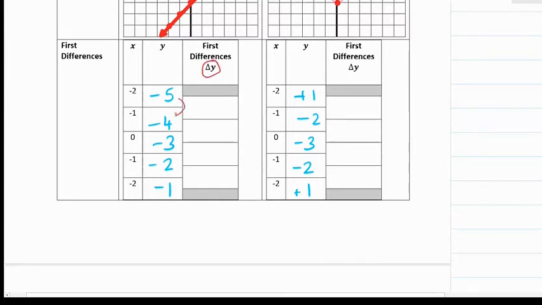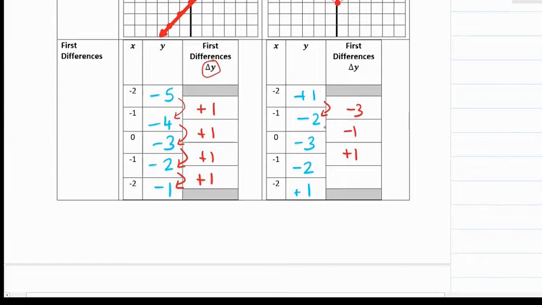So how did -5 become -4? What did we do to it? Well, we've increased it by 1. This one, from -4 to -3, increased by 1. And so on. Keep doing it for each of these differences. And then do the same with the next relation.